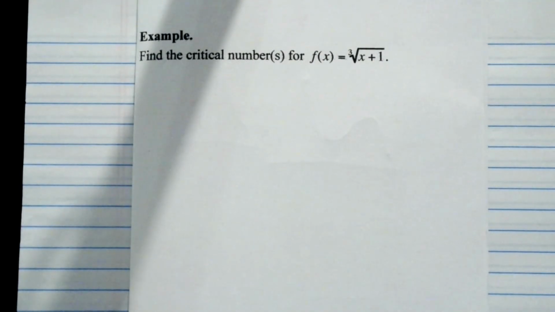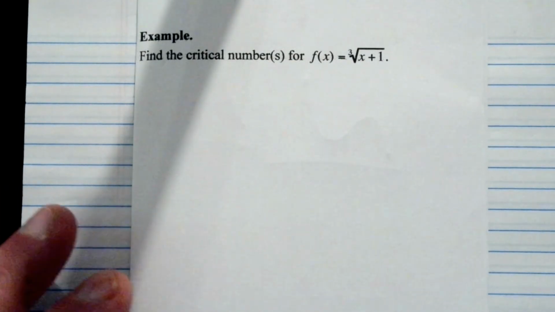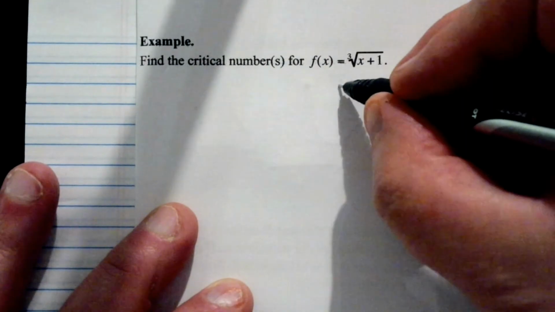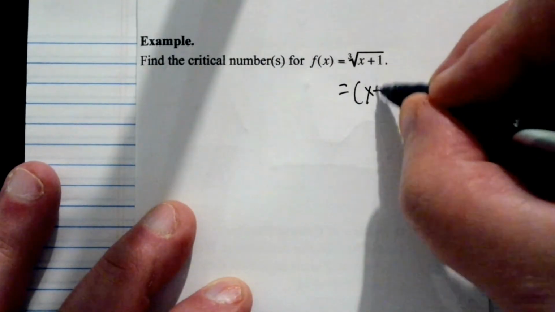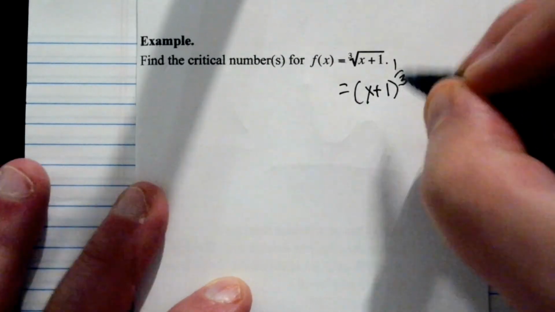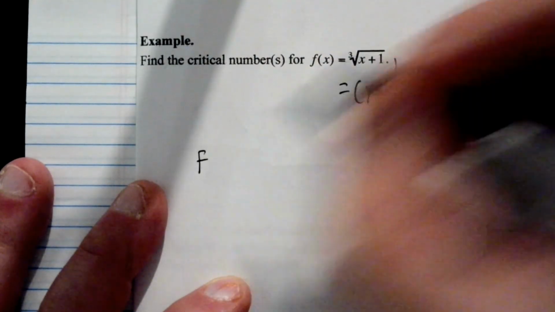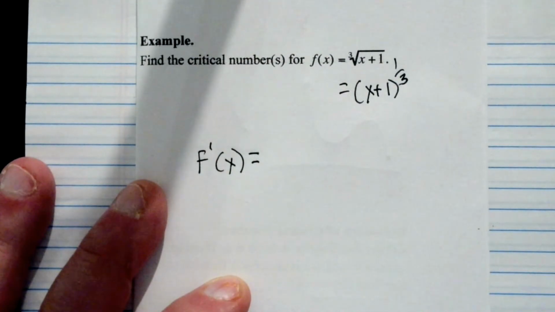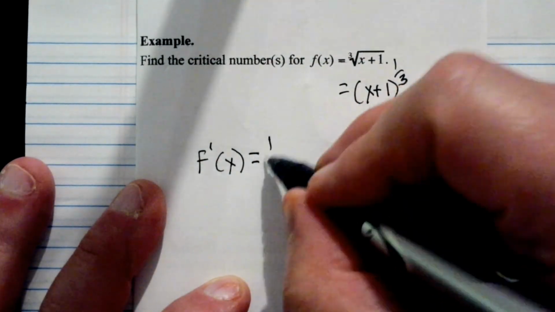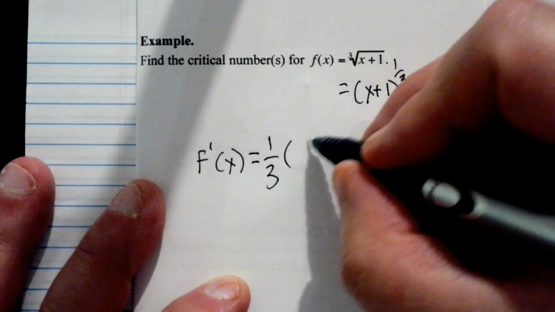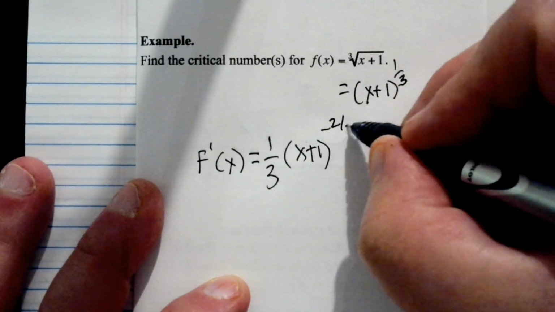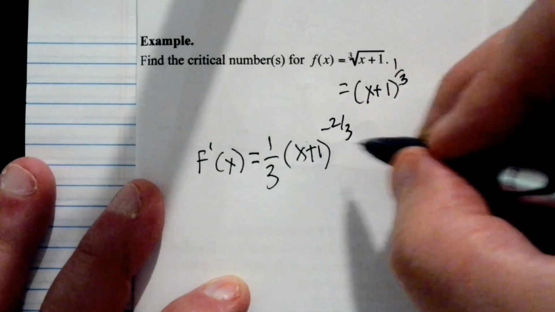Let's try another example of finding critical numbers. Here we've got the function f of x equals the cube root of x plus 1. That can be rewritten as x plus 1 to the 1/3 power. Alright, so f prime of x is equal to 1/3 times x plus 1 to the minus 2/3 times the derivative of the inside function, which is 1.